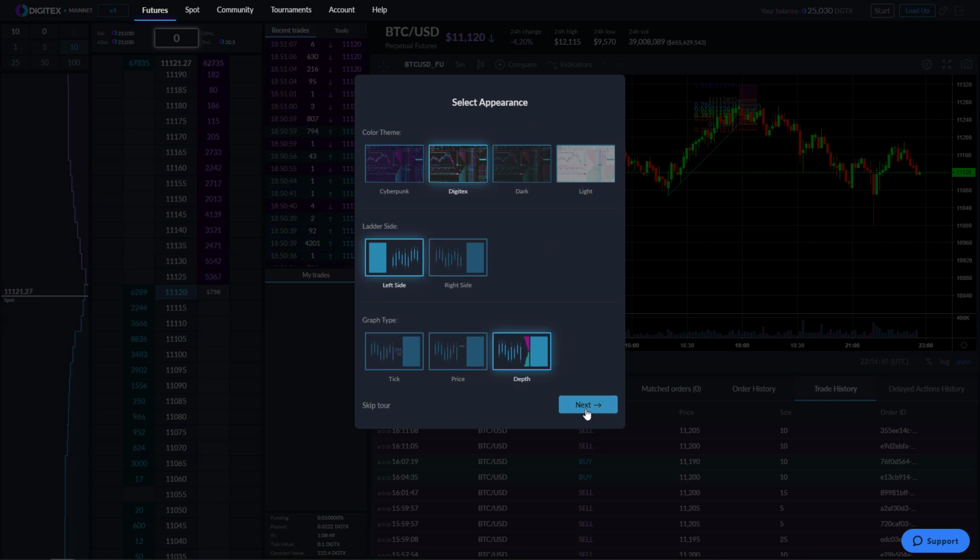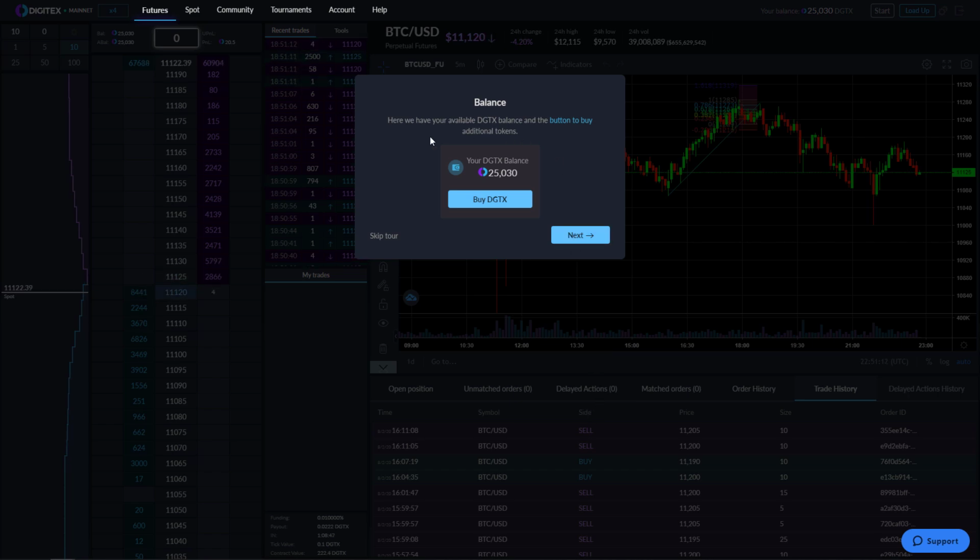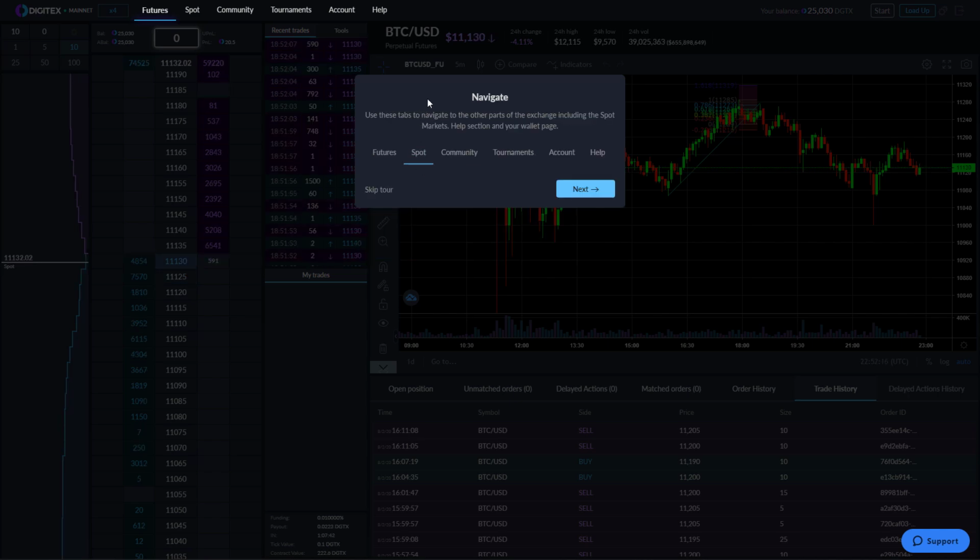From there, we'll go to the next, and we have a balance. I currently have a balance. If you want to buy some Digitex tokens right out of the treasury, you can do so by selecting this button. We're not going to do that right now. I figured that most of you know how to fund an account. The next option here is just navigate, and this is talking about the menu options up here: futures, spot, community, tournaments, account, help.